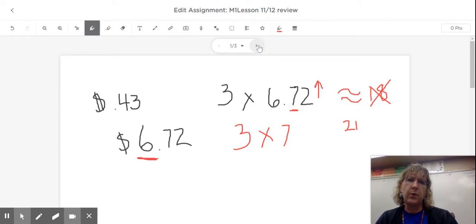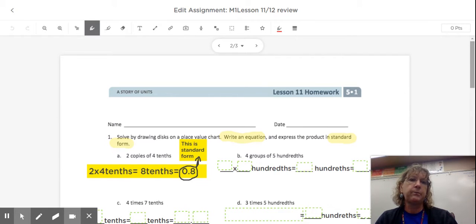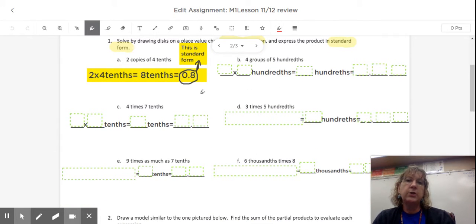So let's take a look at our problem set for today. And it's just some more practice to make sure that we are solid. So, remember, standard form is just the way we write a number, okay? So when we're plugging things in here, this says 4 groups of 5 hundredths. It's the same thing as saying 4 copies of 5 hundredths, isn't it? It's just like if I had 4 groups of apples. If I have 4 groups of 5 apples, how many apples would I have? Same thing when we're talking about hundredths.